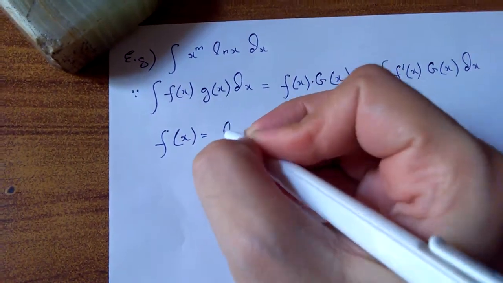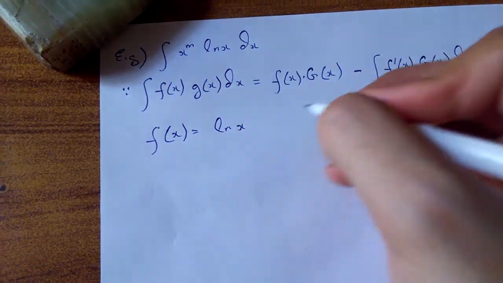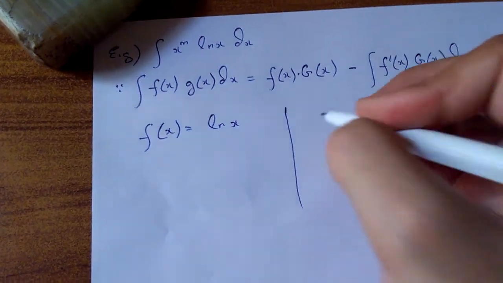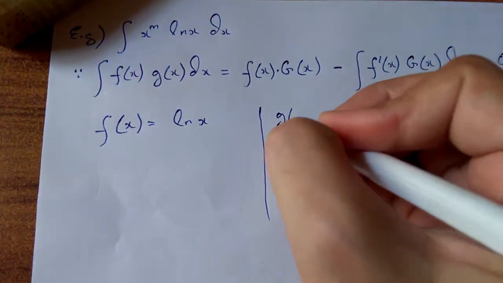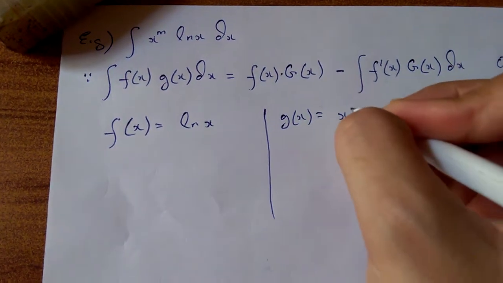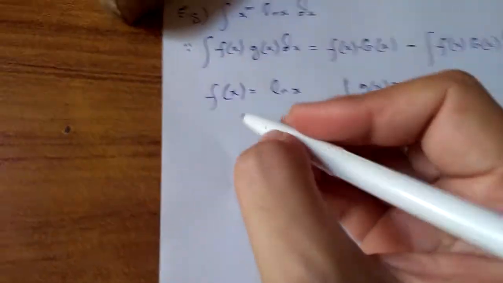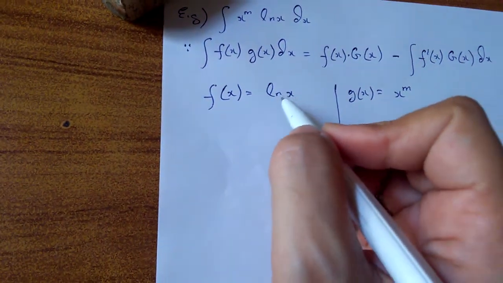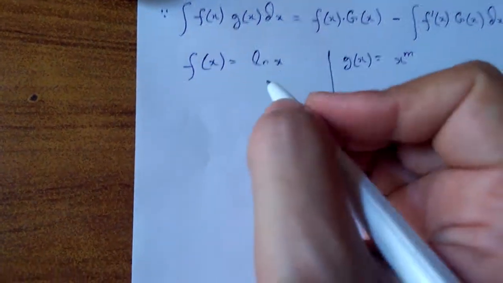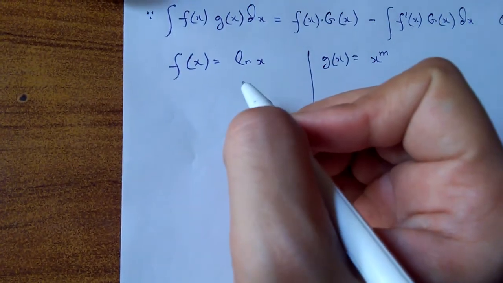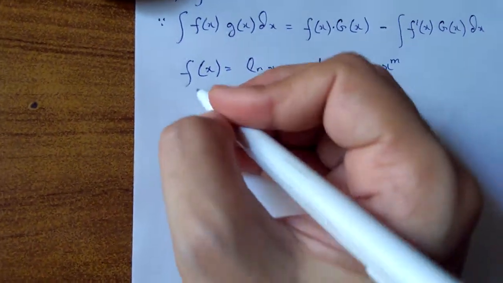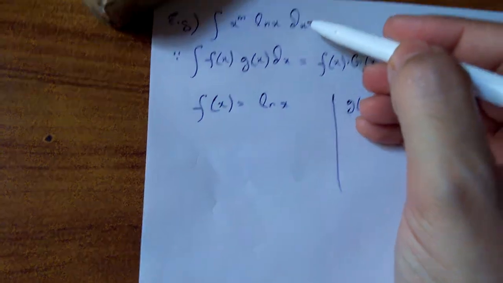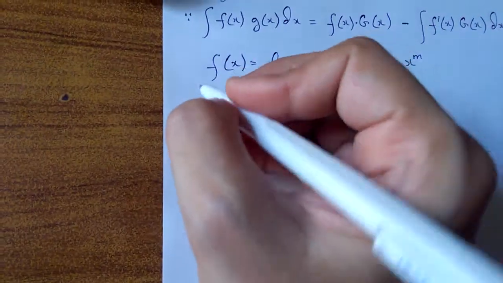f of x is your ln x. Just make a proper column, and your g of x is your x power m. Now over here you have to take out the derivative of this ln x, natural log of x. Differentiate both sides with respect to your original variable x, and you are done.